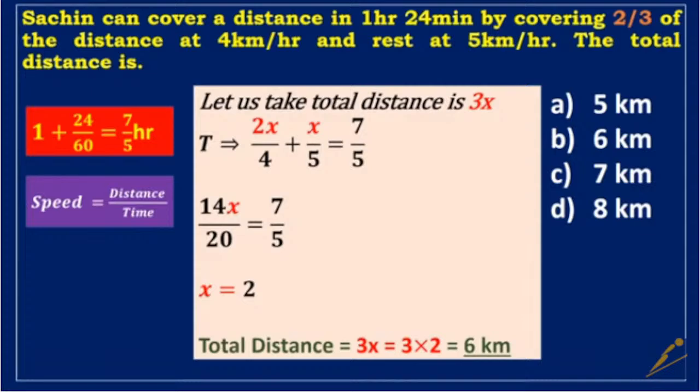We can frame the equation based on this information using a basic formula. T is equal to distance divided by speed. The total time taken to cover a certain distance is the sum of the times taken. 2x by 4 plus x by 5 equals 7 by 5. Solving the equation for x, we get x is equal to 2. Substitute this x value to compute the total distance of 3x, we get 6 kilometers.